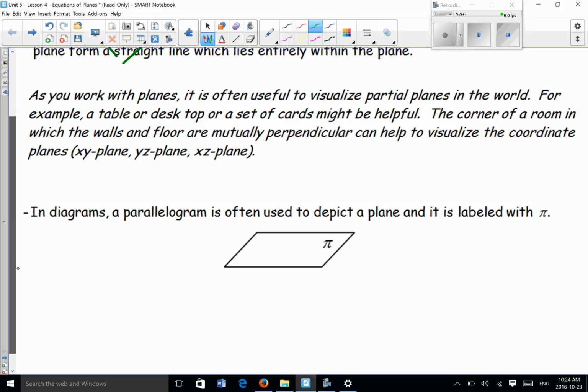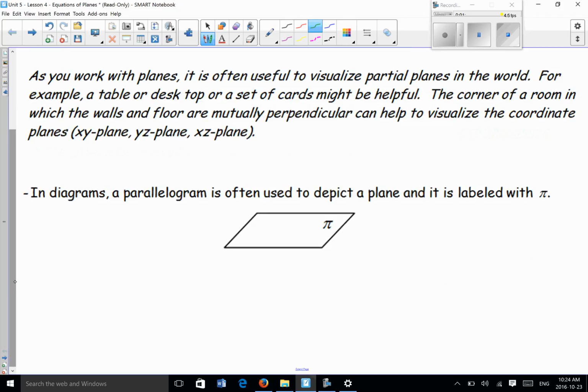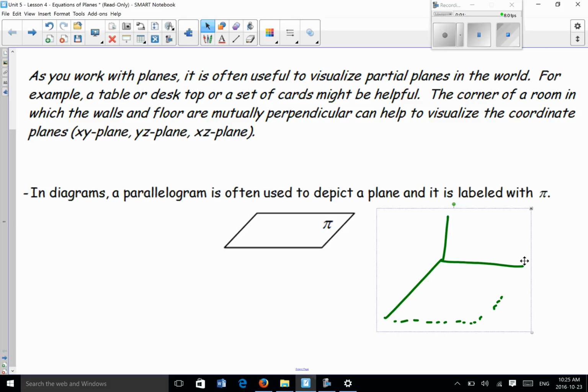To show a plane, we often use a parallelogram. Okay, so thinking about the xy axis, as this was your axes, the idea of a parallelogram comes from, well, if I did this, and that would be a parallelogram on the floor, if you will, and that's where we get the idea of a plane. And we also use the symbol for pi, so our equations are going to be vectors, so pi with a vector symbol over top of it.